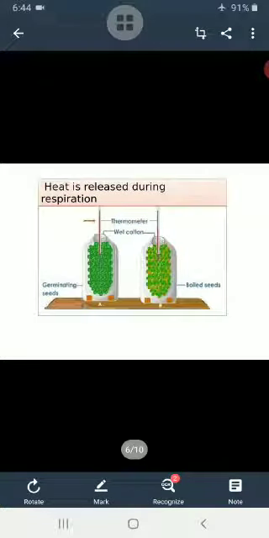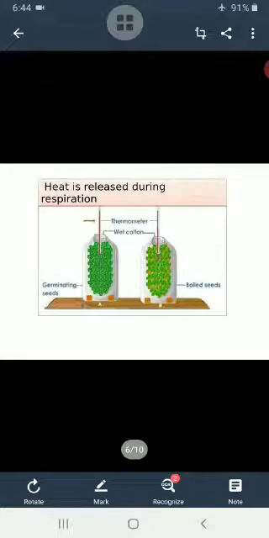Now we will see how long the lime water in test tube C takes to turn milky and what it will show. It shows that carbon dioxide is produced during respiration and heat is released during respiration.